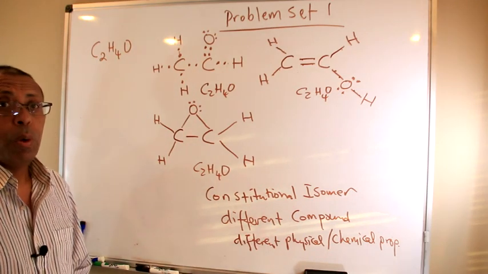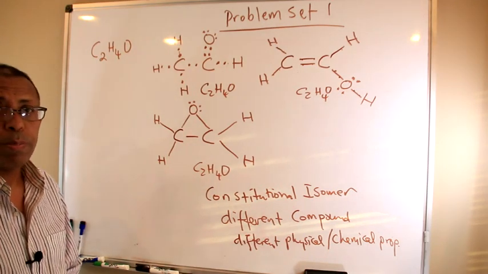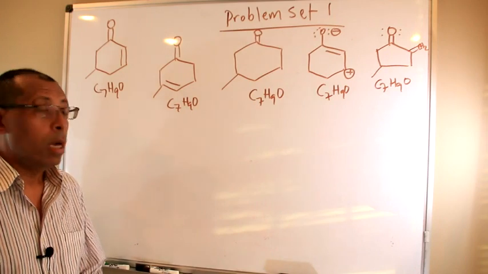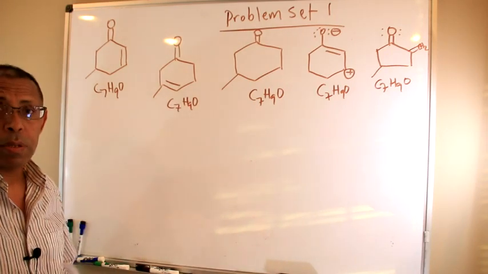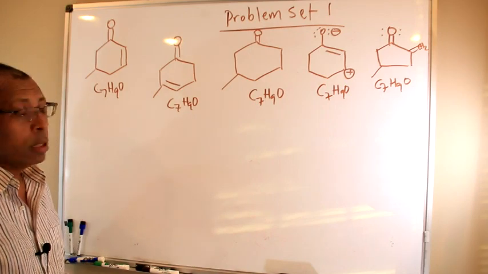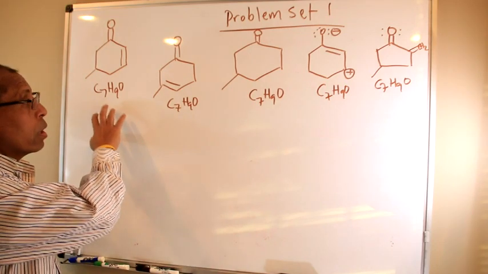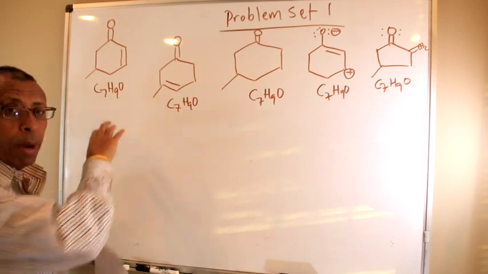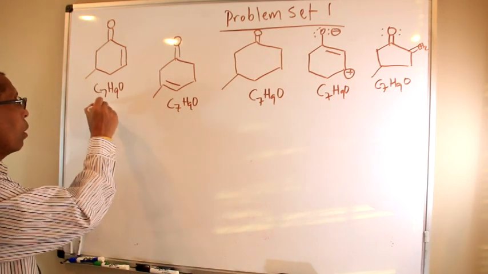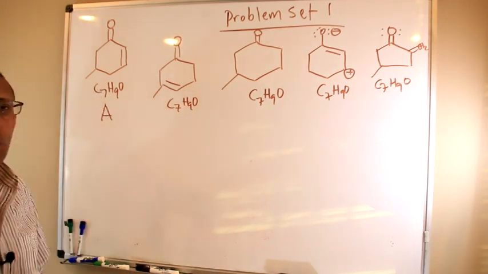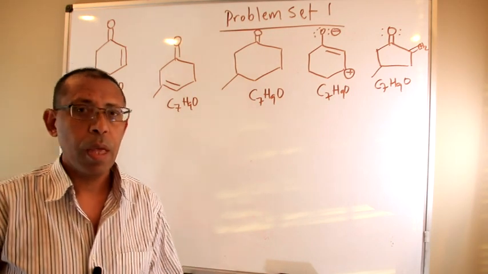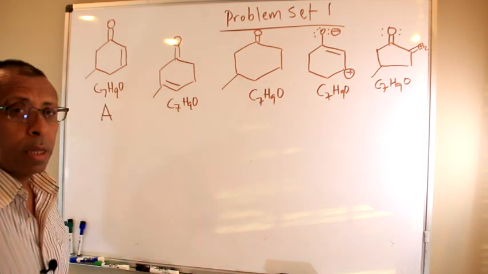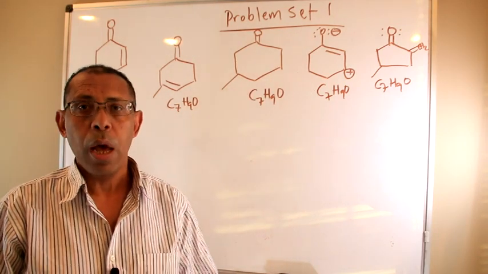All right, so we'll move to the second problem. In this problem, what we see are different structures of compounds. The question is, what is their relationship to this compound? Let's say this is called compound A, which has a molecular formula of C7H9O. How are they related? Are they constitutional isomers, or what are they?